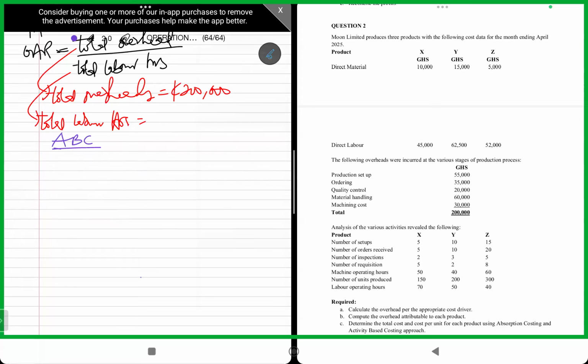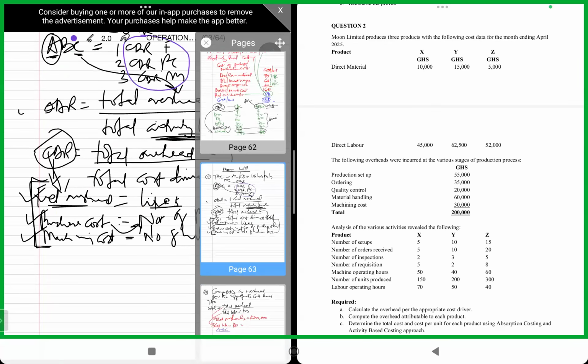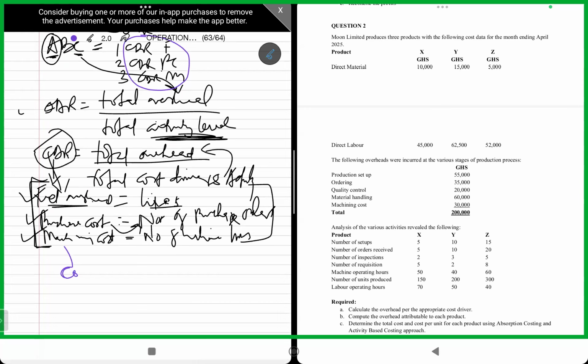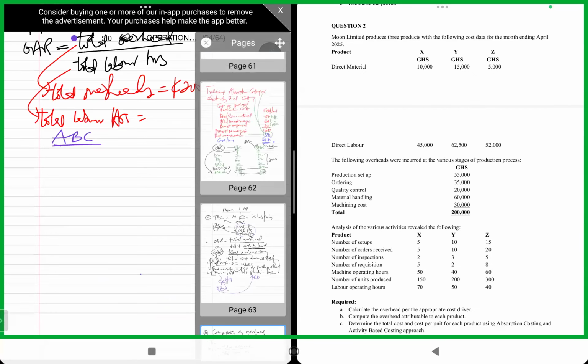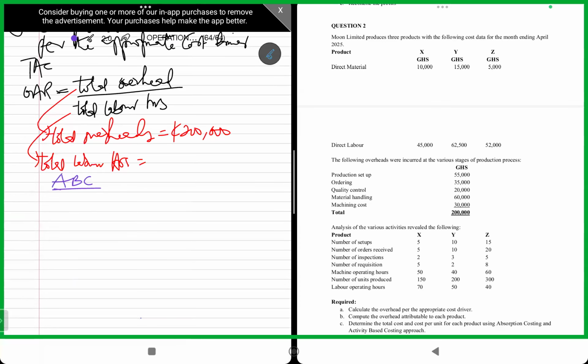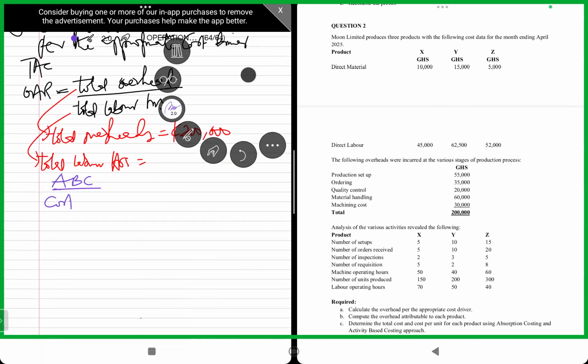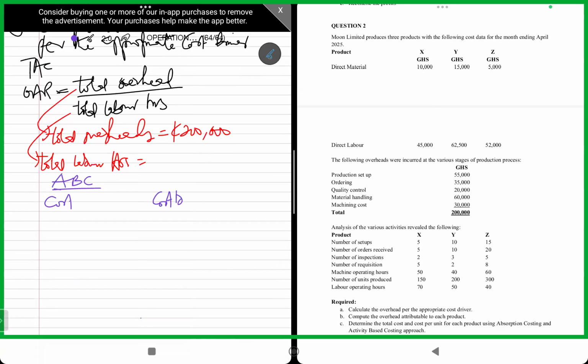From here, I told you that all these are what? Costs, right? Activity-based costing: you find the costs first. The costs are the same as the overhead. Then you find the activity. The activities are what? The cost drivers, right? That's the first thing you find before you come and find the CDR. So first, find the costs. Then find the cost drivers.